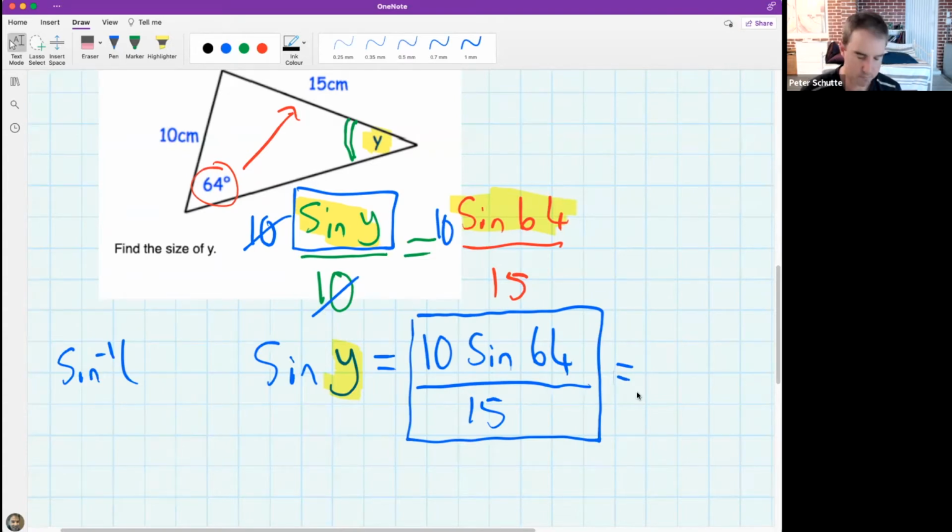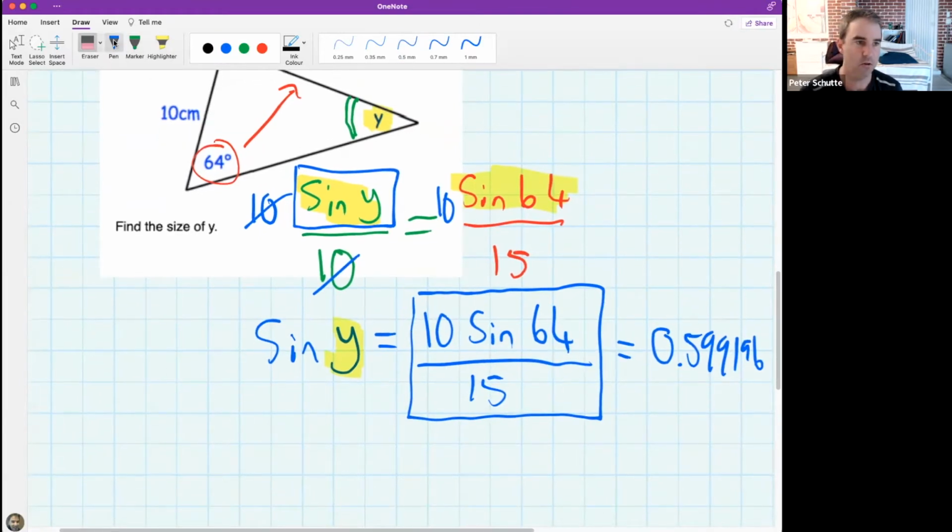Okay, so watch out here. I'm first getting 0.599196. I'm not getting the angle yet. In order to get the angle is going to be the next step, or you can do it in one step, but I just wanted to check you guys were getting the correct number.